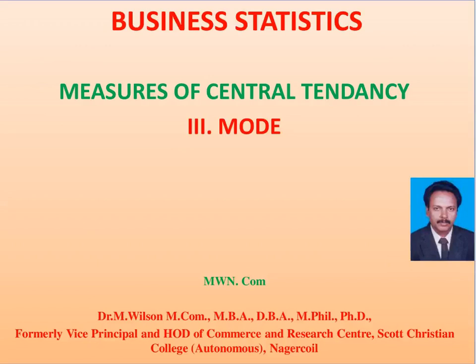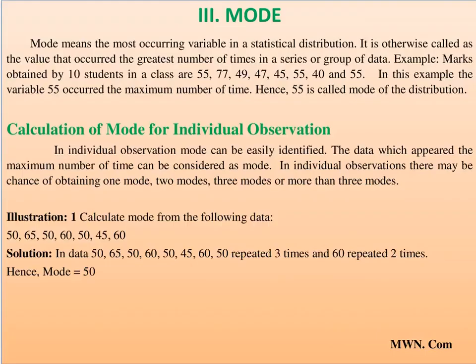For example, suppose the marks of 100 students in a class are recorded, which show that the mark 67 was recorded many times, that is, 12 times. Then that number 67 is considered to be the mode of the series. Here one example has been given. You can pause the video and study it.